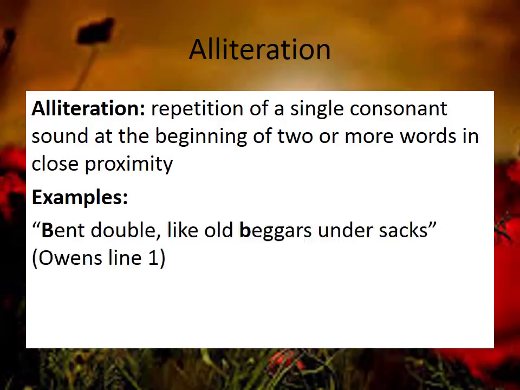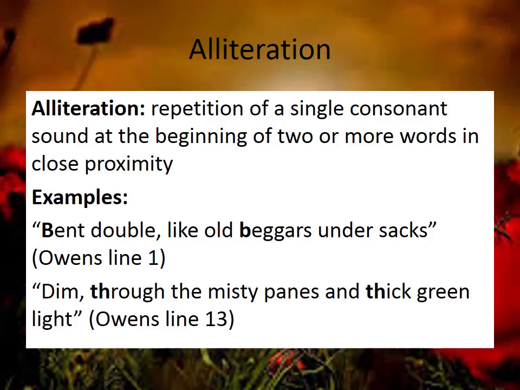Here's an example from the poem. Bent double like old beggars under sacks. So we repeat the B sound. That is alliteration. Here's another one. Dim through the misty panes and thick green light. It's the repetition of the TH sound. That's alliteration.